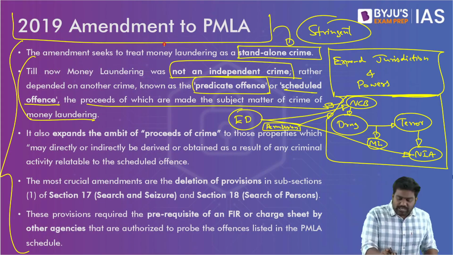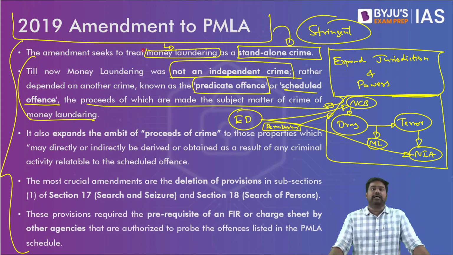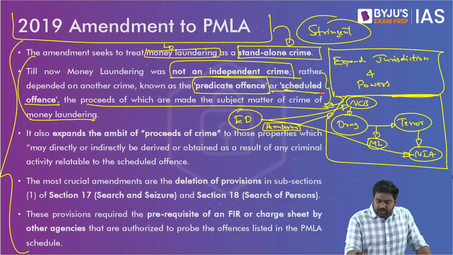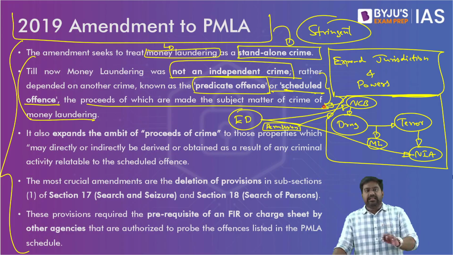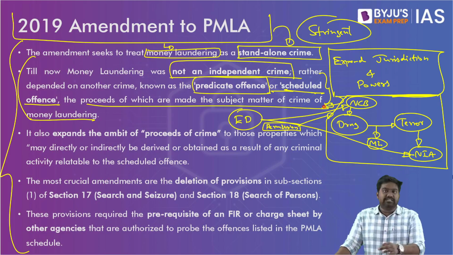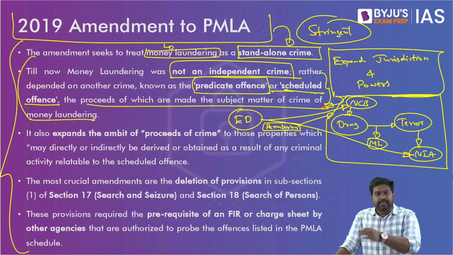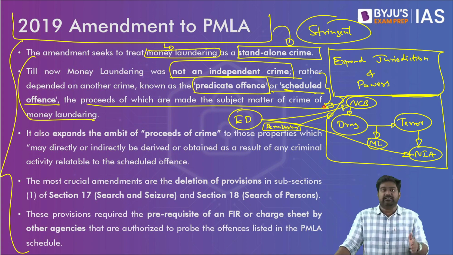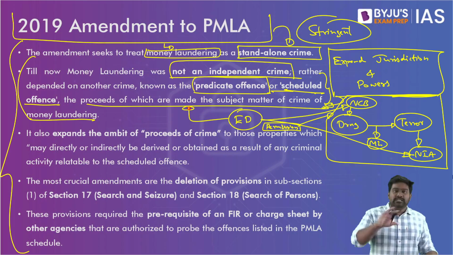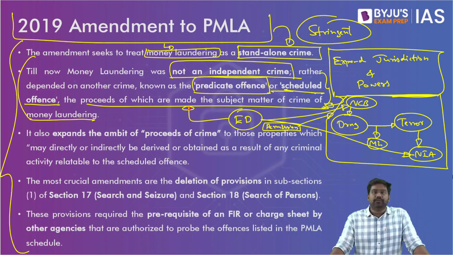So now, through the amendment, money laundering is a standalone independent crime. Is that clear? A scheduled predicate offense, meaning ED can exercise its own jurisdiction. Even if NIA and others are investigating, if NCB, NIA, CBI, others are also investigating the case, ED can register its own case and parallelly investigate the money laundering aspect of it.